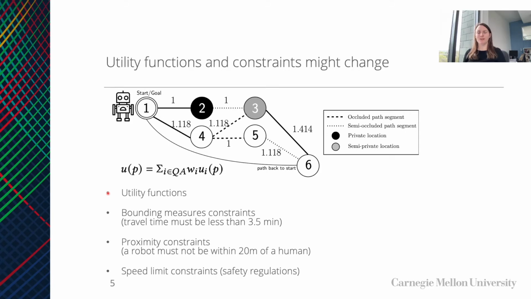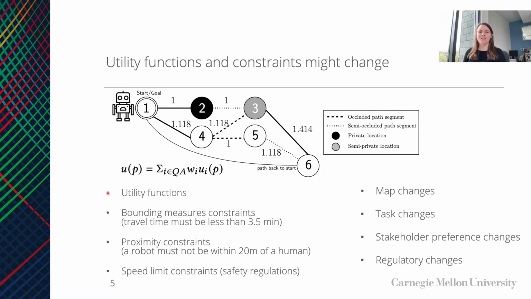And as I said before, in the examples we talked about, all of these things might change over time. One thing that can happen is that the map changes and locations become unavailable, or that the task changes and all of a sudden the robot should transport a vulnerable item, and that might mean that we really don't want to have any collisions. Stakeholder preferences might change, and humans say, no, this is more important than that one. And we could also have regulatory changes, for instance with respect to safety regulations, and that would impact our constraints.